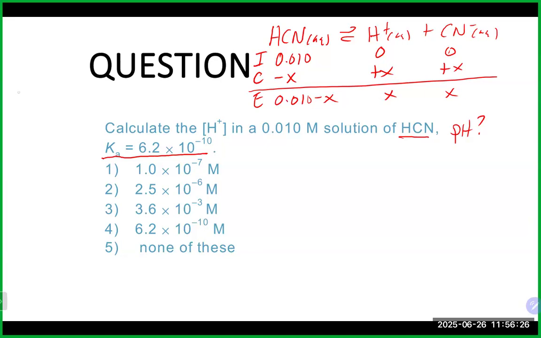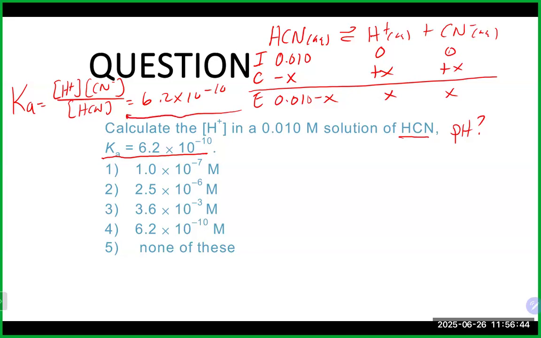We could write our Ka expression for this, and our Ka expression would be our products divided by our reactants in this case. And obviously that equals our 6.2 times 10 to the minus 10. We're going to put our equilibrium line into here. So that will get us x squared divided by 0.01 minus x equals 6.2 times 10 to the minus 10. Once again, this Ka value is a small value, which does allow you the option to try the assumption, and that's what I'm going to do here.